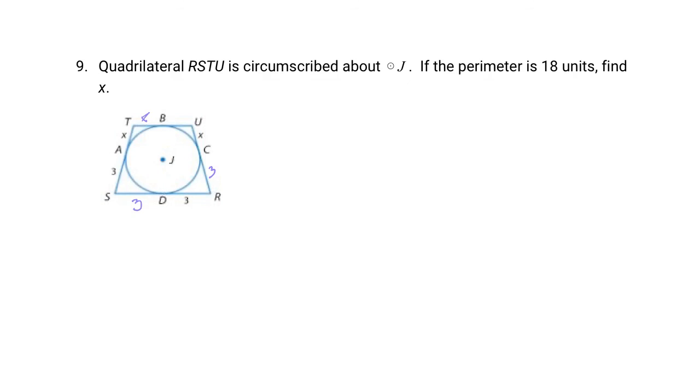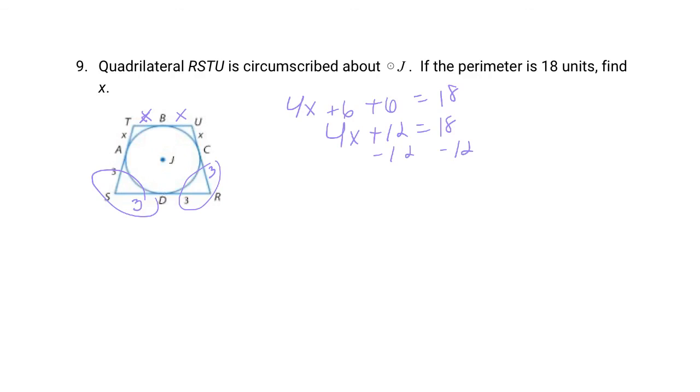And then we've got BT is going to be x as well, and BU is also x. So we've got 1, 2, 3, 4 x's plus 6 plus 6 equals 18. So we can simplify this to 4x plus 12 is 18. Subtract 12 from each side and get 4x is 6. And then divide by 4 and get x is 6 over 4 or 3 over 2 or 1.5. Any of those will work.